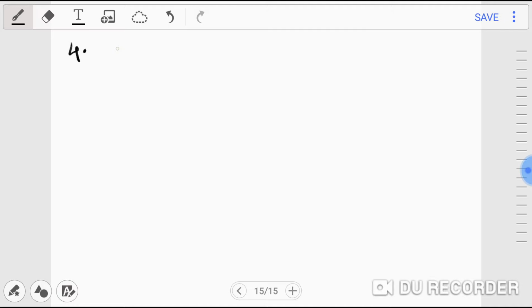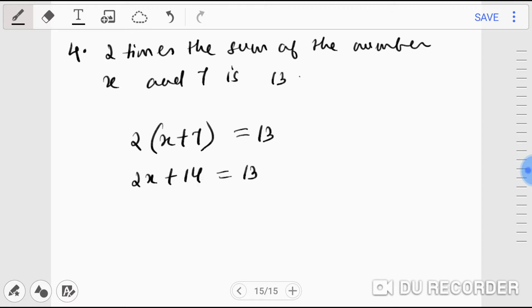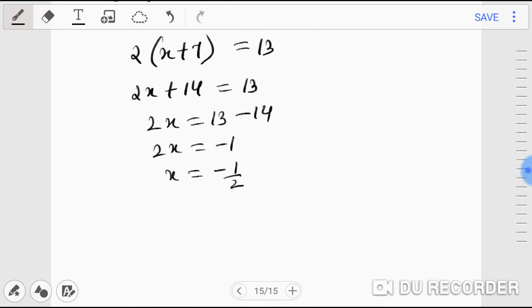Problem number 4, it says 2 times the sum of number x and 7 is 13. So you have to first take the sum of number, that is x plus 7, and 2 times of that number. You have to put a bracket around x plus 7, because you are first performing the sum and then multiplying with 2, and it becomes 13. I'll solve this for you. Clear?